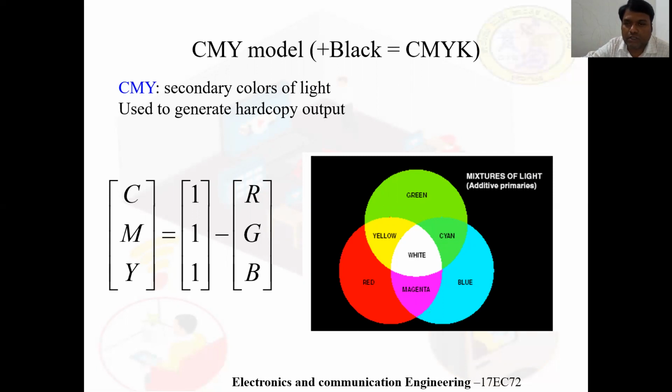This conversion is performed by the following equation. CMY is equal to the matrix of 1, 1, 1 minus the matrix of RGB. Here we assume that all color values are normalized to the range 0 to 1. The equation indicates that light reflected from pure cyan does not contain red, pure magenta does not contain green, and pure yellow does not contain blue.